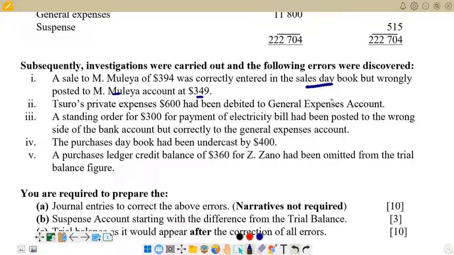So what are we supposed to do? We are supposed to see the difference that we have. If we check the difference there, we can find it by saying 394, then we subtract 349.